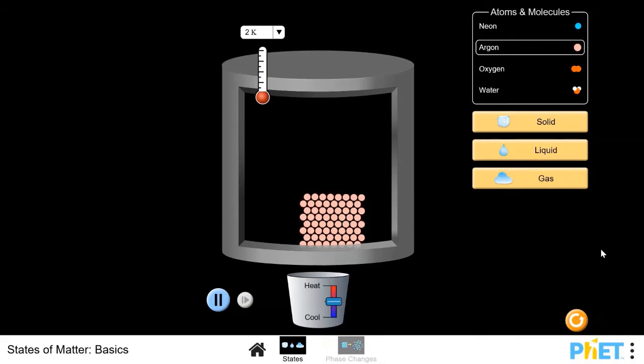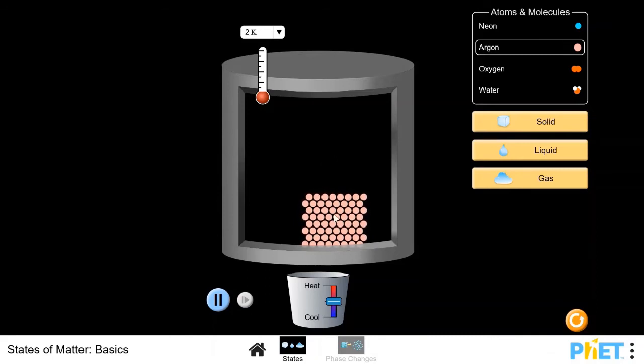This is a computer simulation that demonstrates the states of matter. So what I've selected here is the atom argon, or the element argon, which is normally a gas at room temperature, but we're going to start here with our argon sample at a very low temperature. You can see that we've got it set to 2 kelvins, which is only 2 degrees above absolute zero. That means that the temperature here is about 460 degrees below 0 Fahrenheit.